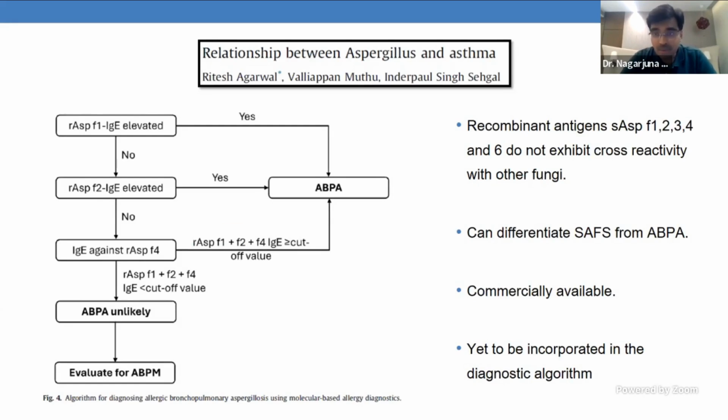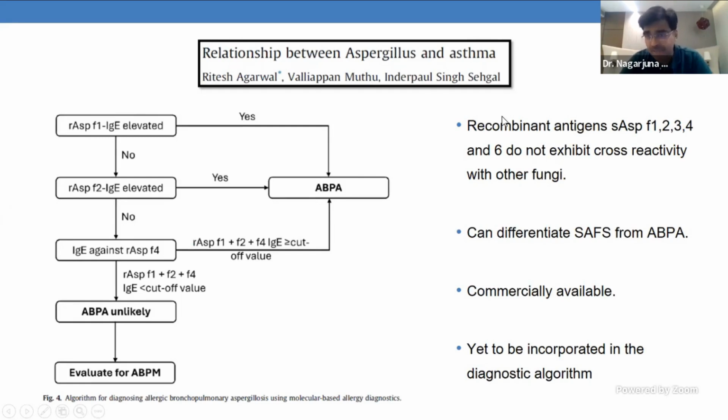Now the other thing, the new thing, is the recombinant antigens. The earlier Aspergillus fumigatus specific IgA and IgG use a crude antigen, so there is some overlap with other fungi. Now, if you use these recombinant Aspergillus fumigatus antigens, that is F1, F2, and F4. So there are actually F1 to F6. Earlier, these were not commercially available, but now some labs are actually offering them commercially also.